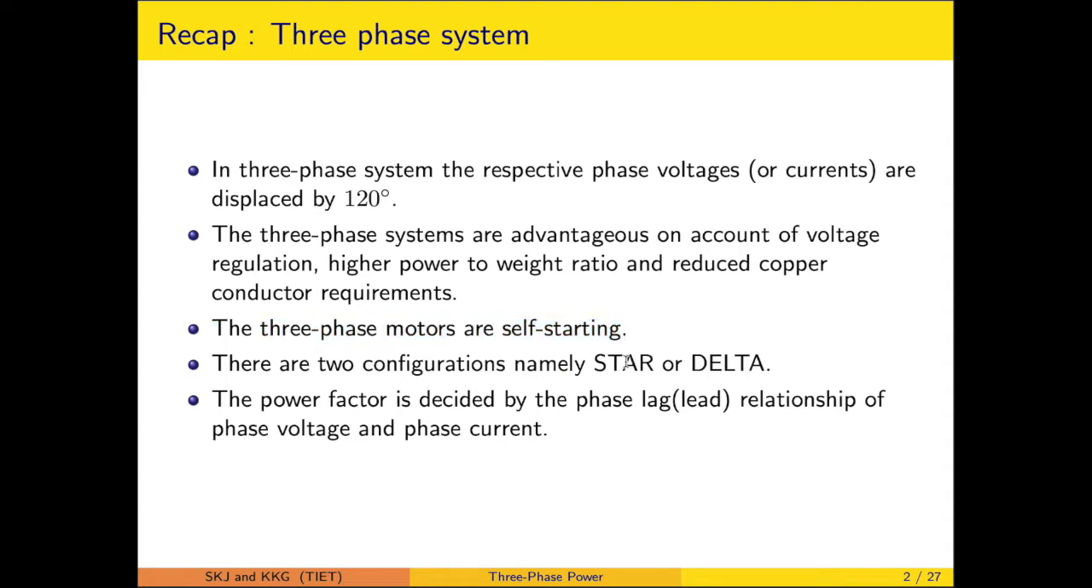Now we have gone through the two configurations, star or the delta. Star configuration was also referred as the Y or WYE. Likewise, the important point here is that the power factor is decided by the lag-lead relationship between the phase voltage and phase currents. So please be mindful that it is related between the phase voltage and phase currents and not related with the line parameters.